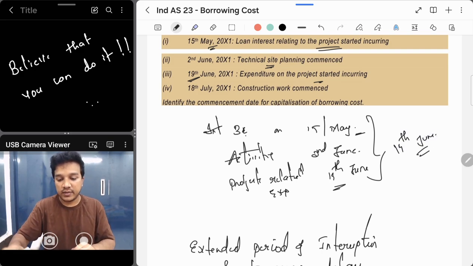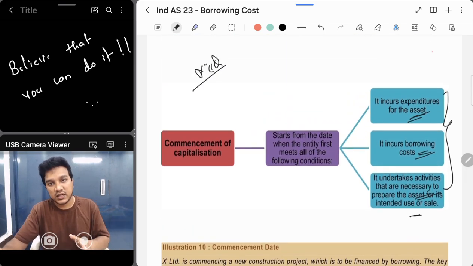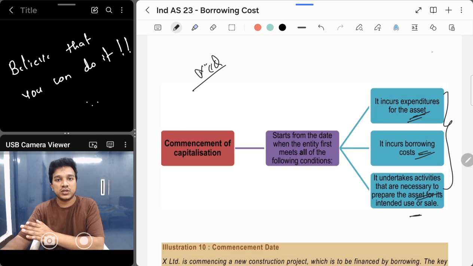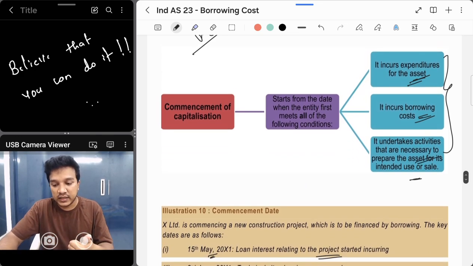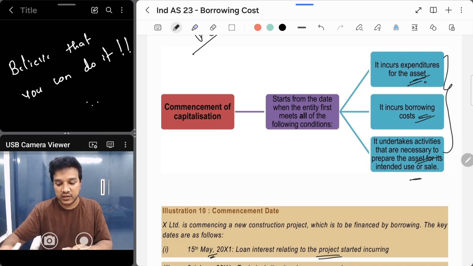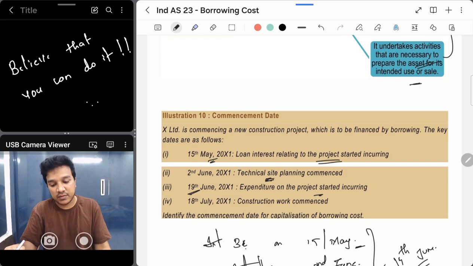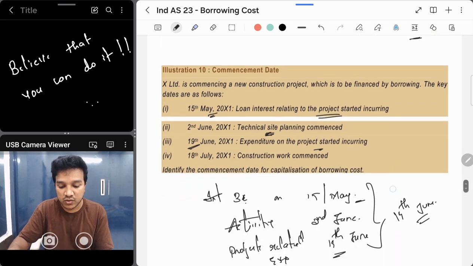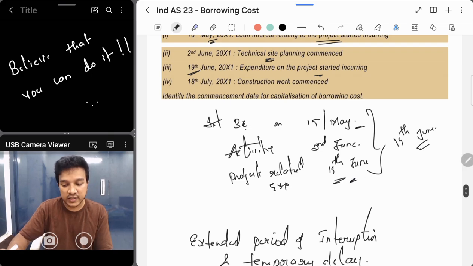My handwriting is a little bad, but that is the point that all these three conditions must be satisfied. Once these three conditions are satisfied, from that day whatever borrowing cost is incurred, you can capitalize. Okay, these three are very important. Incurs expenditure on the asset, meaning expenditure on the qualifying asset starts, borrowing cost starts, and then the activities that are necessary have started. The technical side is the first step. Technical site planning commences; that's the first step for any project. So 2nd June. Of the three, the last day is 19th June. So 19th June is the answer.